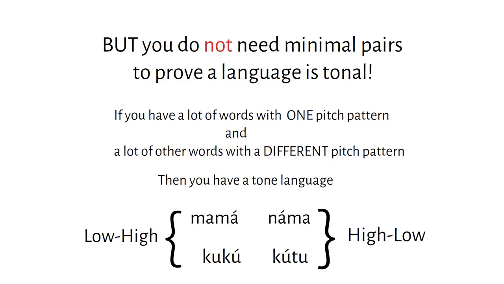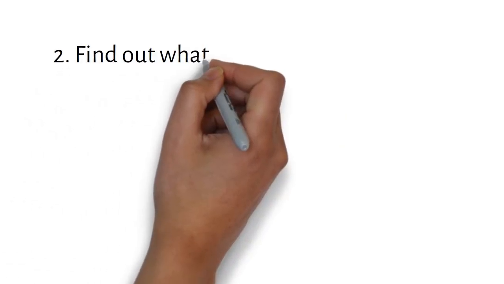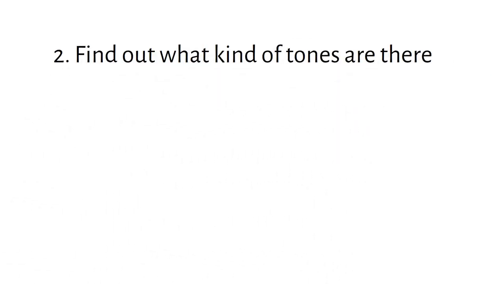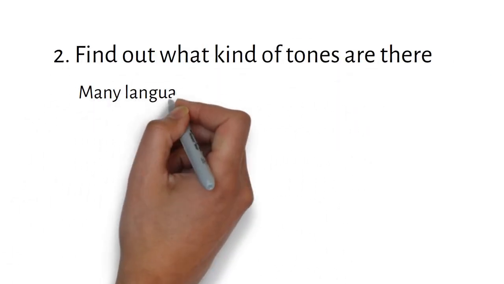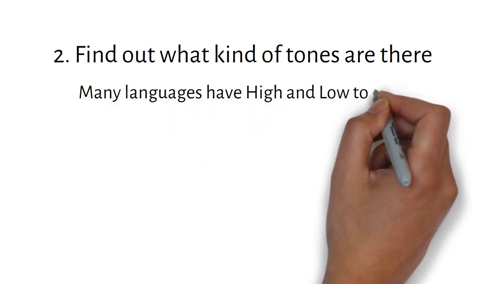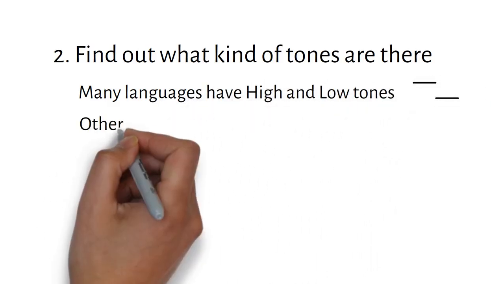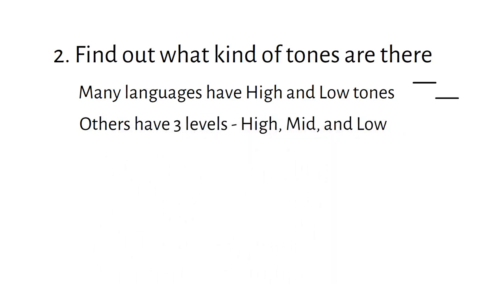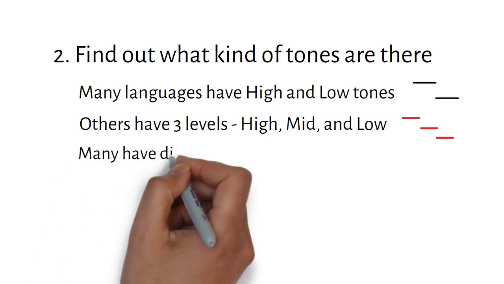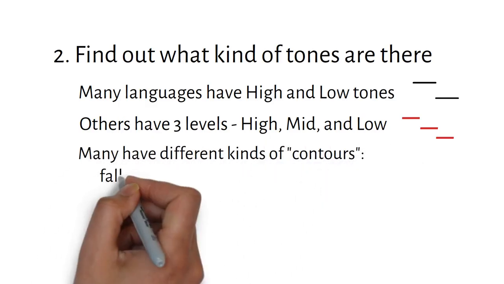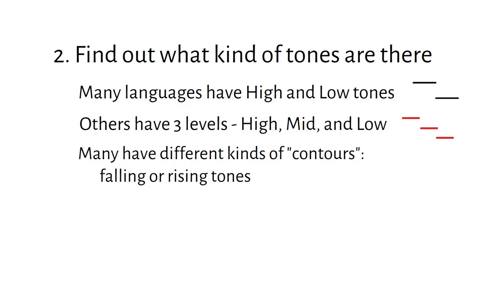What do you find out next? Second, find out what kind of tones are in the language. Many languages have high and low tones, and that is all. Other languages can have 3 levels of tone: high, mid, low. It is rare to have 4 or more levels. Also, many languages have different kinds of contour tones, that is, falling or rising tones.